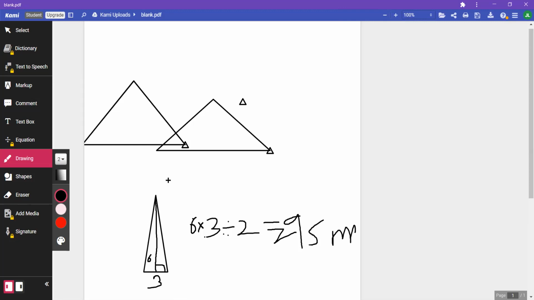Square meters is the unit of area for this one. Now, this is one example. You can do more at home.